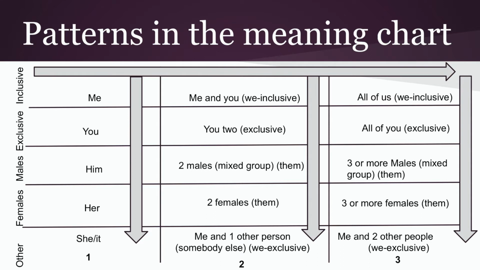That row says exclusive on the far left. That means I am excluded. I'm talking about you, you two, you all, or all of you. The third and the fourth row are really, really easy. If you look, him, two males, three or more males, it all has to do with males, right? The fourth one, same thing, but instead it's females: her, two females, or three or more females.